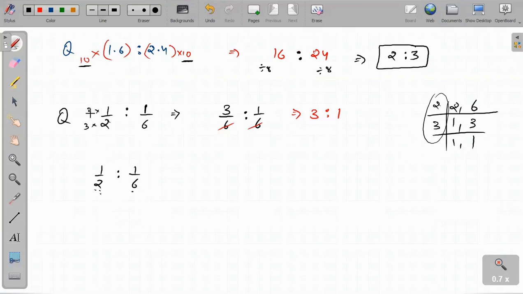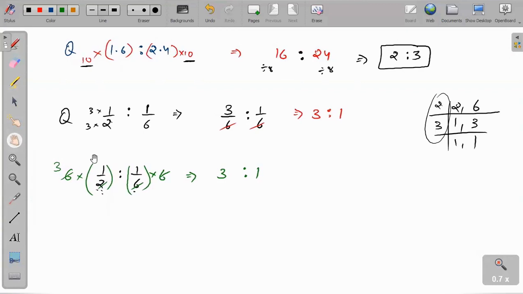Correct. If we got 6 as the LCM, what are you going to do in the next step? Multiply both these fractions by 6. Times it by 6 and times it by 6. The 2 will cut out with the 6, and you will get 3. The bottom 6 will cut out with the 6, and you will get 1. So 3:1 is the final answer. Get it? This is an easier way.